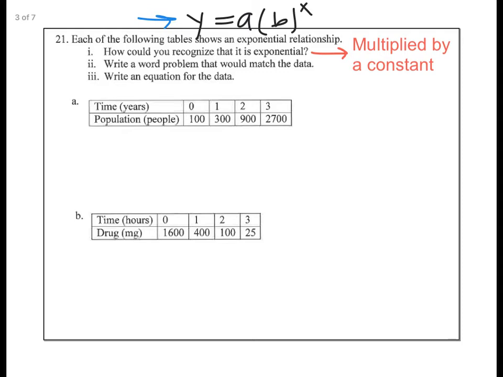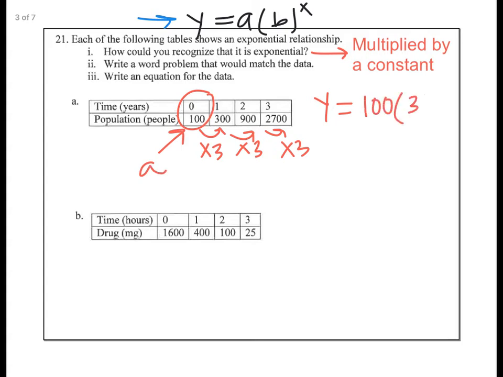I'm not going to write a word problem for each one because you could pick lots of different things and your answers can vary. If I'm going to check if these are exponential, I'd be looking for, do I multiply by a constant? So 100 to 300, I'd multiply by 3. Yep, I'm good. I'm multiplying by 3 each time. So if I'm going to write an equation, I get y is equal to, well, there's my a value. I start with 100. Multiplying by 3 each time to the power of x.